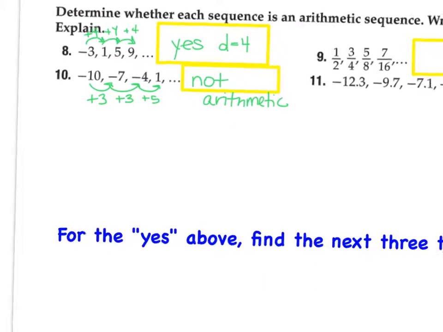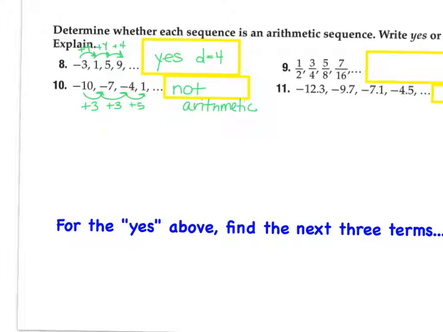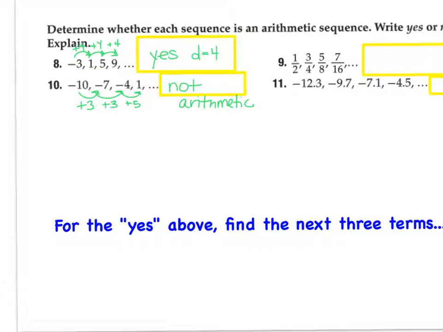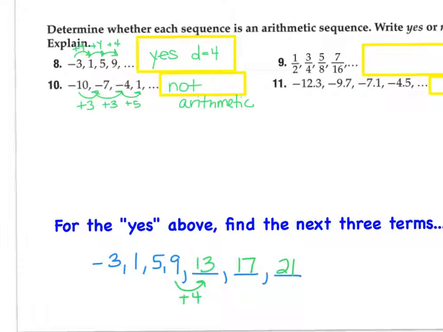And then at the bottom, it's asking us for the ones above, find the next 3 terms. So if we were to continue number 8, they have already given us these first terms. And to find the next 3, you probably don't even need me to say it, but all we're going to do is continue the pattern. So to keep going, I would need to add 4, which is going to give me 13. All right, pause the video for a second, see if you can fill out the other 2. Now that you've had a second to try, let's see if you have the right answers. So 13, 17, 21. If you didn't get that right, go back and rewatch or take a second to think about how I got those answers.